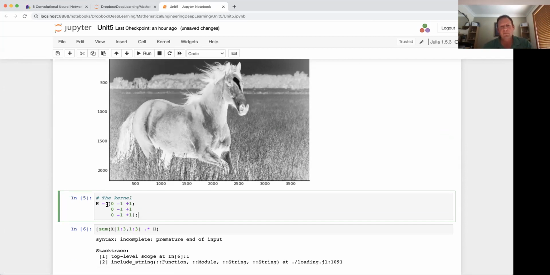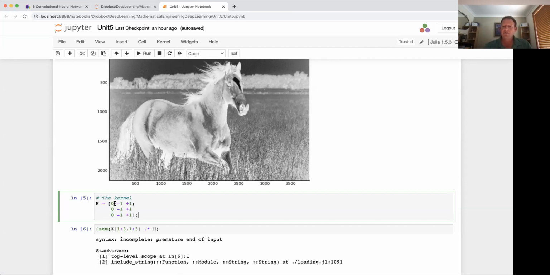So this convolution kernel is pre-designed. That's not one which we're going to learn. It's designed to do vertical edge detection. Look, what it has is 0 and -1 and +1.